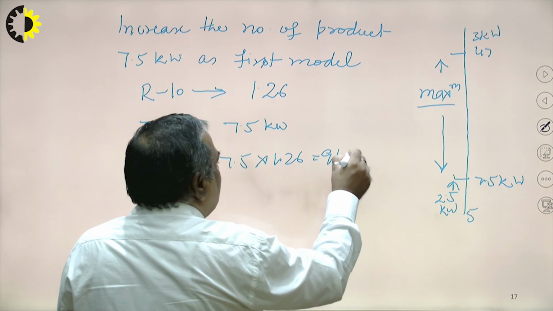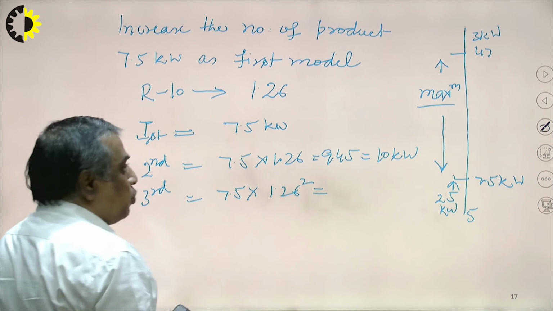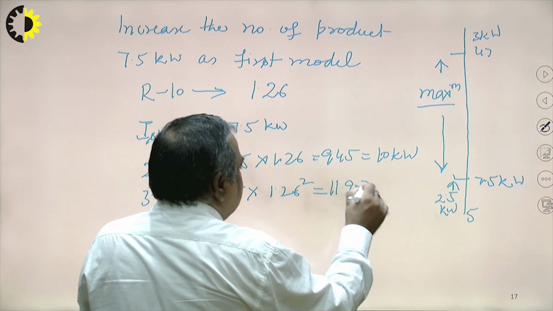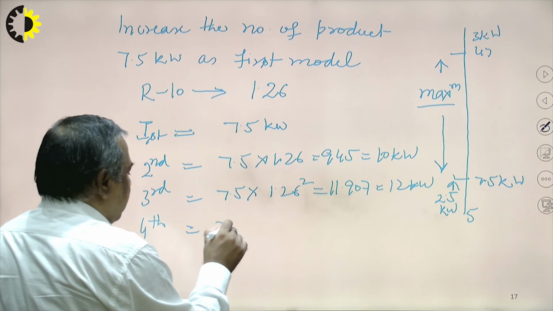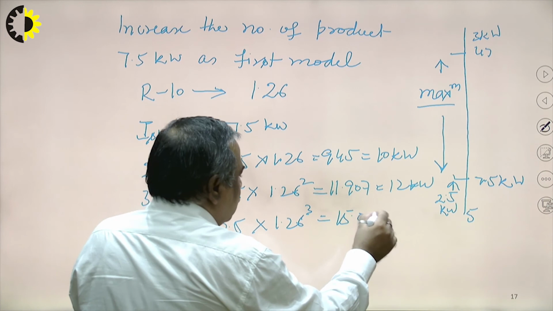Third is 7.5 multiplied by 1.26 square. The same range what we have decided earlier, the same first model we will take. So multiplied by 1.26, it will be 11.907, which is 12 kilowatt. Then the fourth model is 7.5 multiplied by 1.26 cube, 15.002, that is 15 kilowatt. It should always be rounded off, please note.